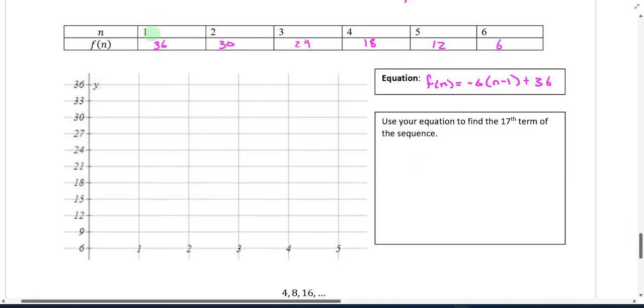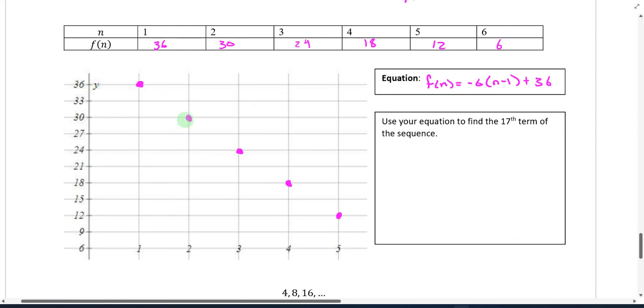Okay, so remember, these act as ordered pairs. So we're going to go 1 comma 36. So I'm going to go right 1, I'm going to go up to 36, I'm going to plot a point. All right, and we go to 2, 30, 3, 24, 4, 18, and we see that linear pattern forming, right? And then 5, 12, there we go.